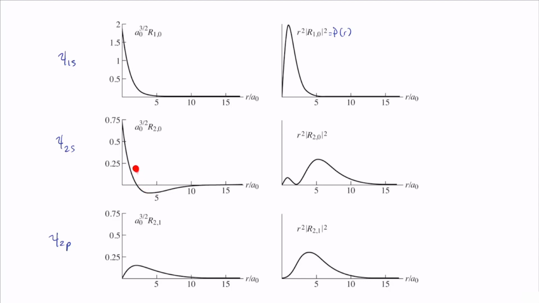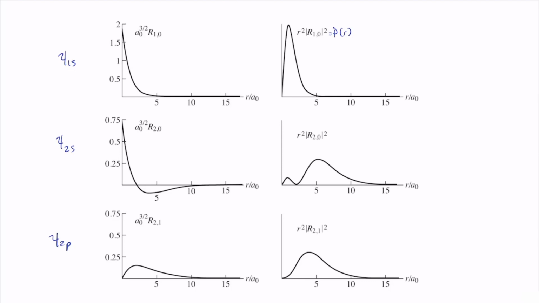So the 2s state has a maximum again at r equal to 0, but when you weight this by the volume element, the probability of finding it at 0 is essentially 0, and then it has a maximum pretty close to that. So pretty close to the core, it goes to a maximum.